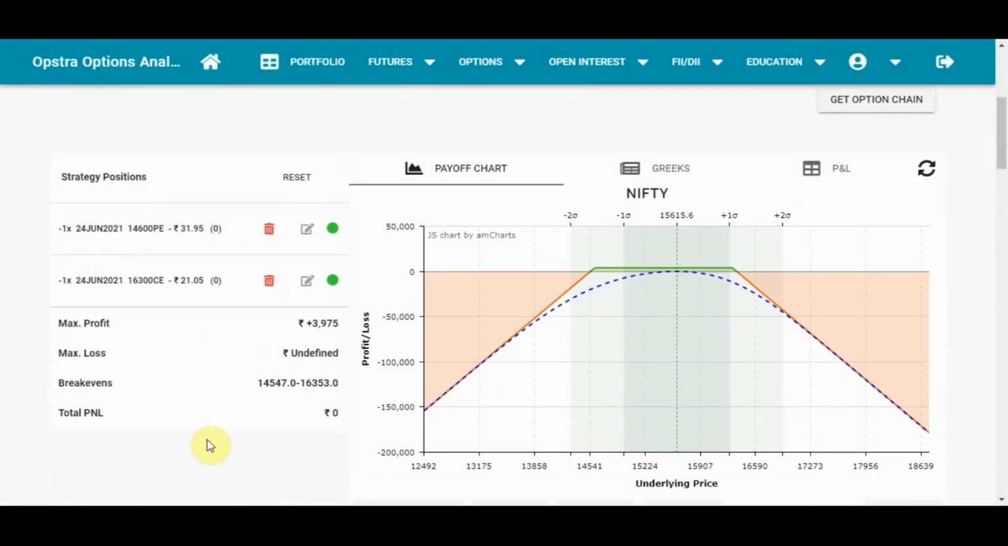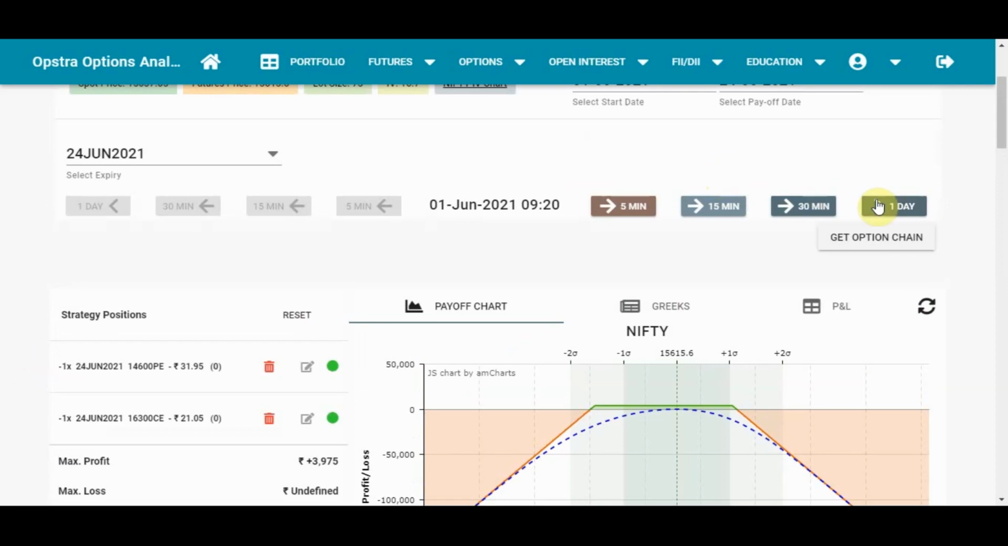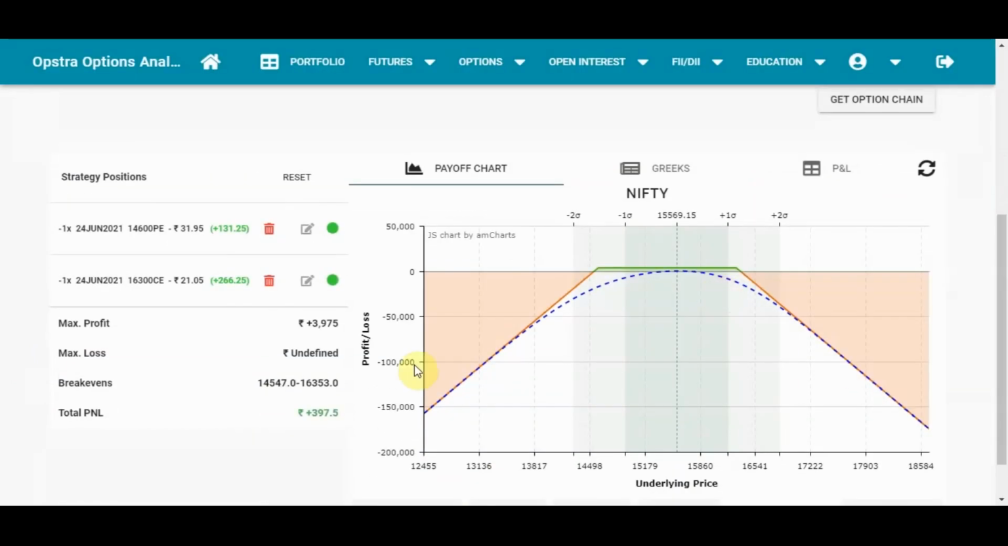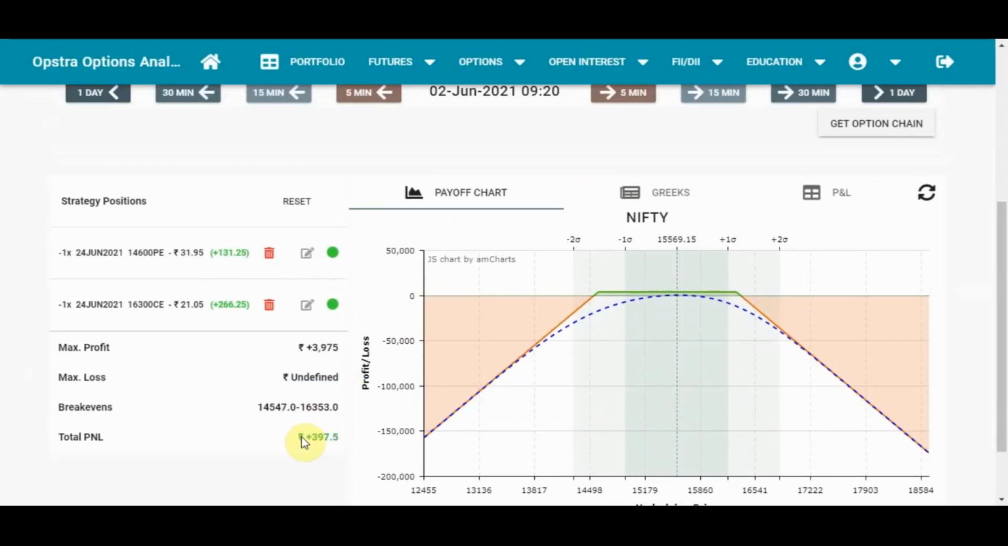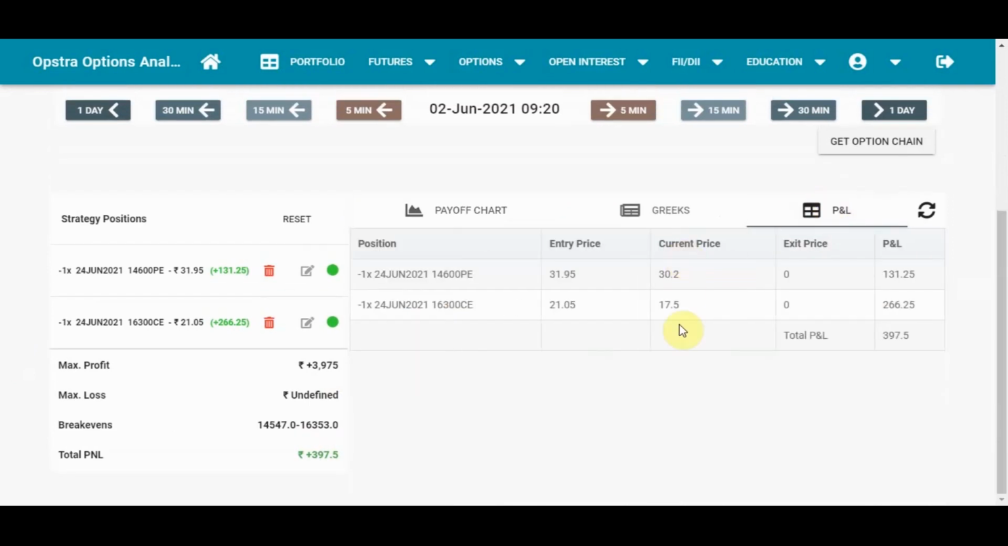So here I can see my positions and these are the break evens. If Nifty expires between this range, 14,547 to 16,353, I will make this much money as both of these options will go to zero. So that's the basic view. I'm selling the options which I think will go to zero with a slightly bullish view. So we'll go ahead by one day. After a day, we are in 397 rupees profit and we'll keep on going. And these are the premiums.